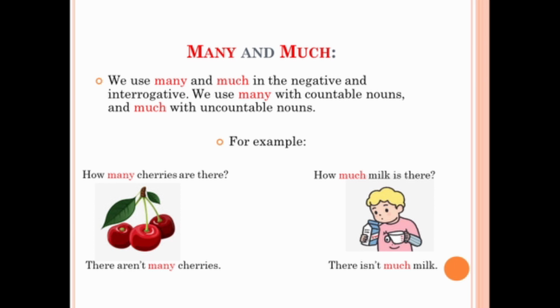Okay, my people, I know. In negative, we use there aren't many cherries when there are only two, three, or four, or there isn't much milk. But what happens when we want to express the same thing in an affirmative sentence? Have you ever heard about a little and a few? Okay, let's have a look at them.